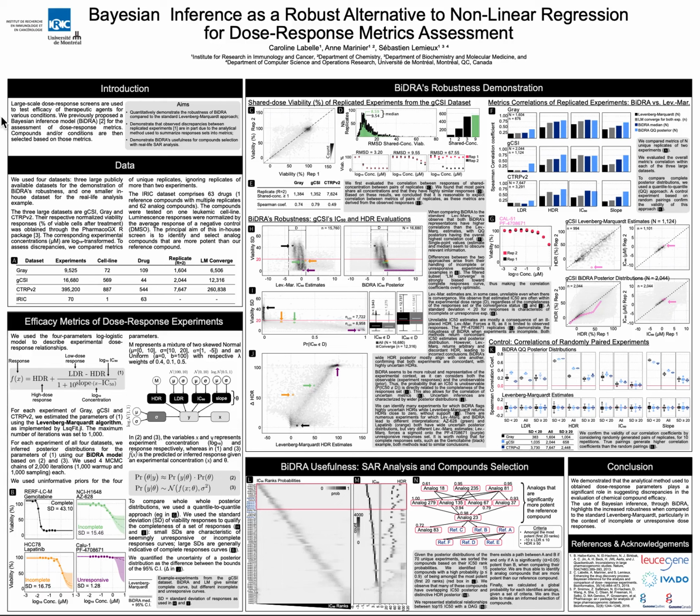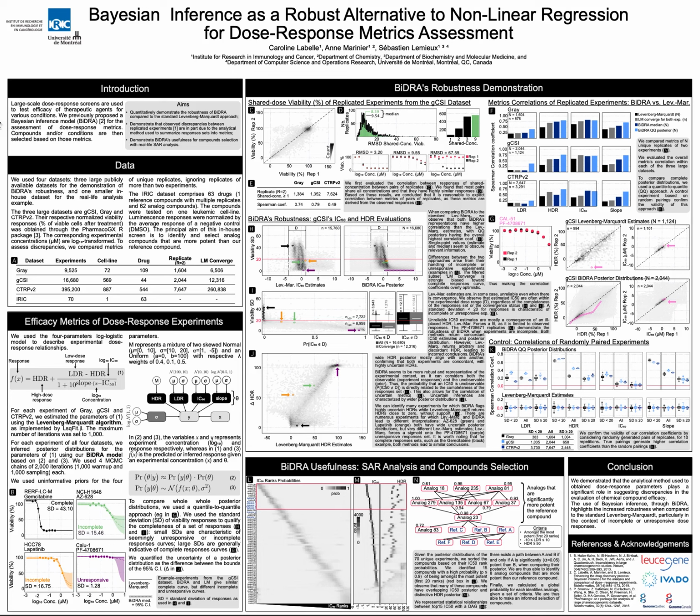Large-scale dose-response screens are used to test efficacy of therapeutic agents for various conditions. We previously proposed a Bayesian inference model called BIDRA for the assessment of dose-response parameters. In the present poster, we quantitatively demonstrate the robustness of BIDRA compared to the standard Levenberg-Marquardt approach. We also demonstrate that observed discrepancies between replicated experiments are in part due to the analytical method used to summarize responses sets into parameters. Finally, we put BIDRA into perspective with a real-life example.